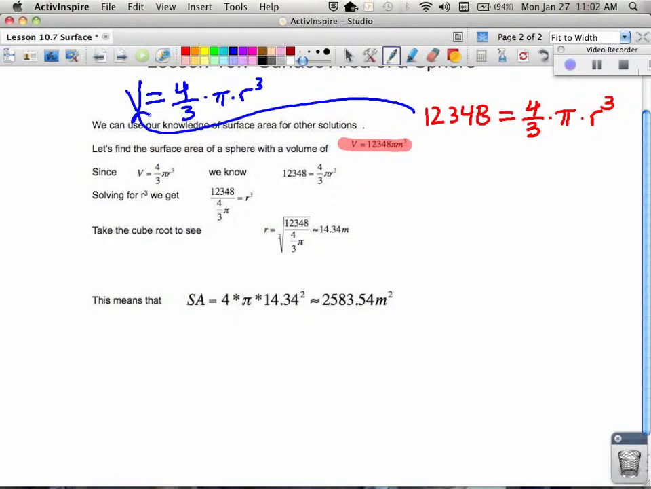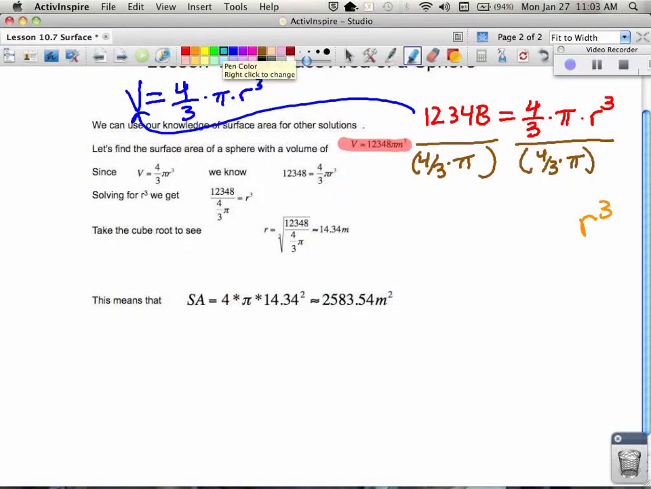Now what I see is I have a variable called r that's being cubed, and I need to get rid of it. The way I get rid of it, or I should say I need to get it alone, is that I divide both sides by the 4/3 times pi. Don't forget to put that into parentheses when you use your calculator, and I would like you to try that now as I'm doing this. When you get done, what you should see is that your radius cubed on the right-hand side is now by itself because the things on the top and the things on the bottom divided out and canceled.